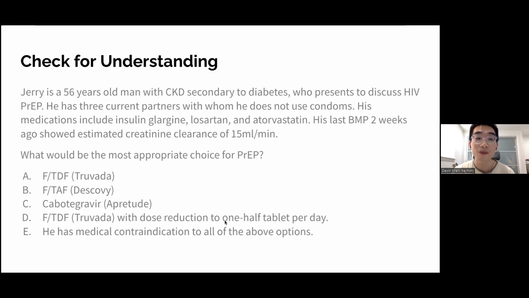So I just wanted to gauge the room and see what you all would do in this situation. So we have Jerry. He's a 56-year-old man with CKD secondary to diabetes, and he comes today to talk about PrEP. He has 3 partners, he does not use condoms, and his medications include insulin glargine, losartan, and atorvastatin. 2 weeks ago, he had an estimated creatinine clearance of 15. What would be the most appropriate choice of PrEP for him? Truvada, Descovy, cabotegravir, or Truvada with dose reduction to 1/2 tablet a day? Or can he not use any of these options?